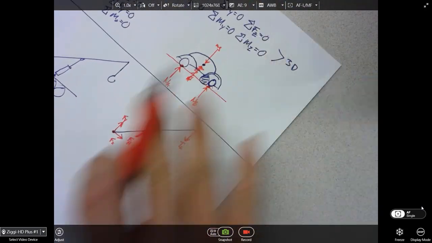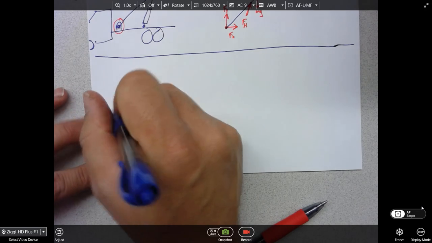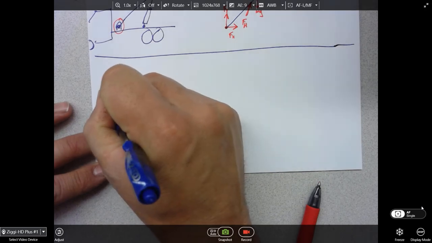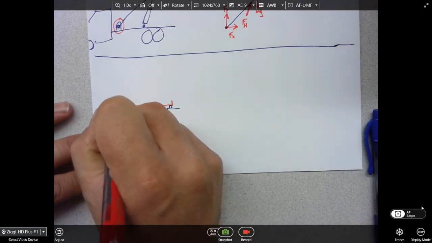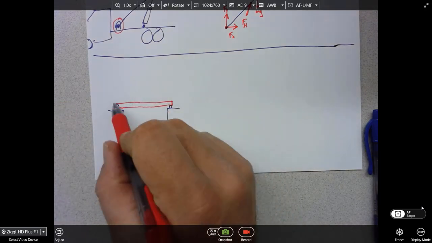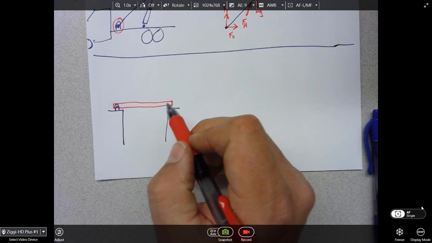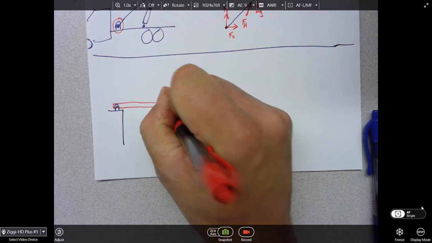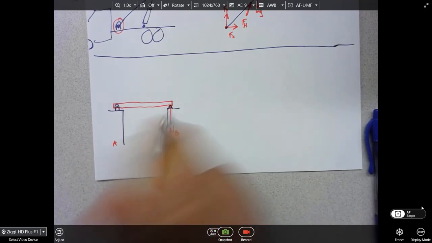So let's look at the three cases of a simple beam, okay? This is called a simply supported beam, okay? And we draw it with a pin connection on one end and a roller connection on the other, okay? What types of motion does the roller resist? Downward, right? So it can only provide a normal force there, right? And we'll call that B. This is A, this is B over here.